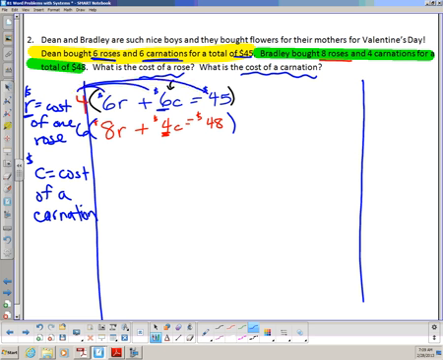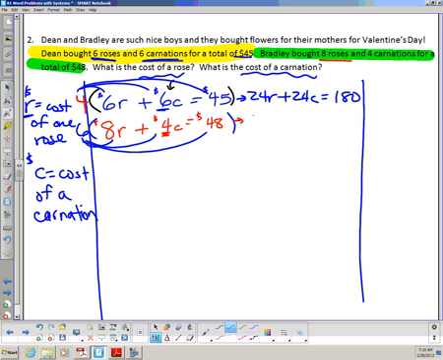So 4 times 6 is 24, so we get 24R plus 4 times 6 is another 24, 24C equals 45 times 4 is 180. And then we'll do the same thing with the bottom. We'll distribute the 6 through. So the numbers might get a little big here, but that's okay.